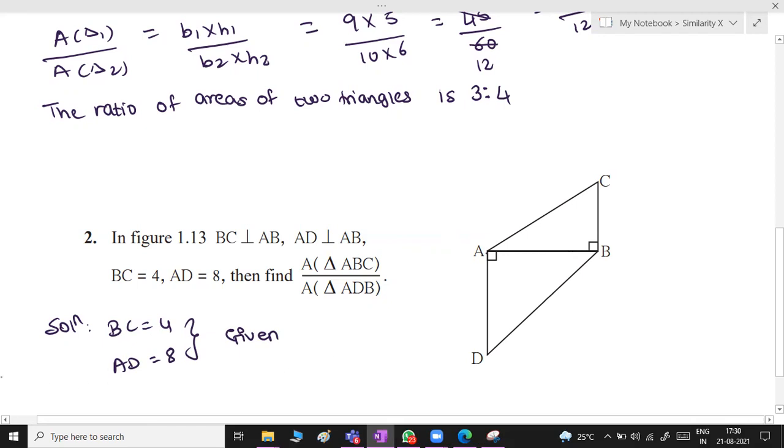So if you look in the figure, triangle ABC, and what is the second triangle? It is ADB. Triangle ABC and triangle ADB have the same base AB. Okay, the base is the same for both. Do you agree? Now areas of triangles with the same base are proportional to what?